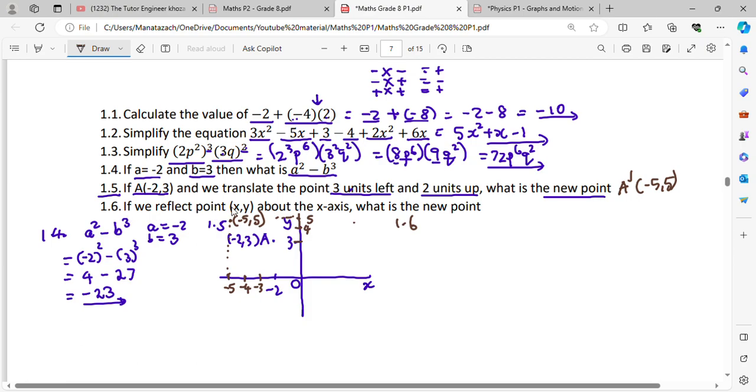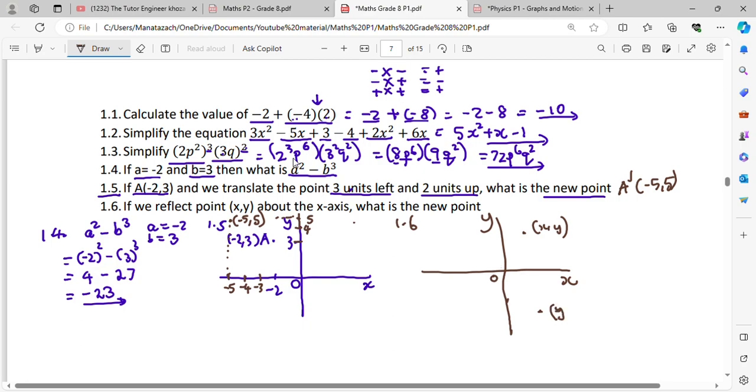If we reflect point (x, y) about the x-axis, what is the new point? So also here, just imagine the Cartesian plane, x-axis, y-axis, and 0. And you have a point there, (x, y). And then you have to reflect it about the x-axis, meaning your x-axis will be the mirror, and the point will be here. So you're just going to change the sign for y.